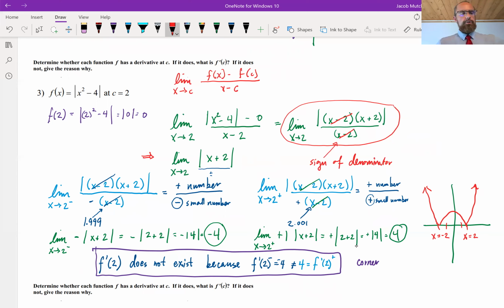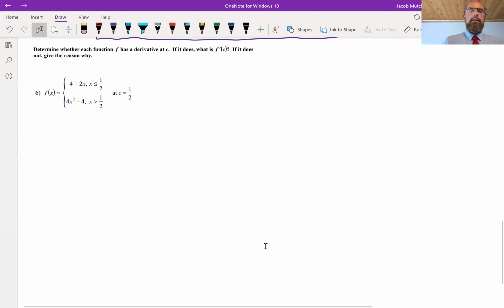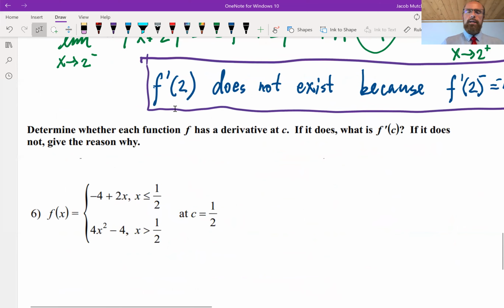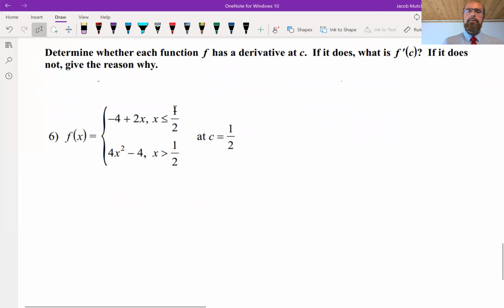So even though a function is continuous, it may not be differentiable. Let's see one final example. So here I've got a piecewise function. And again, my question is the same. Is it differentiable at a certain value of x equals c? So here we're looking at c equals 1/2. So we should consider, first of all, is it continuous?